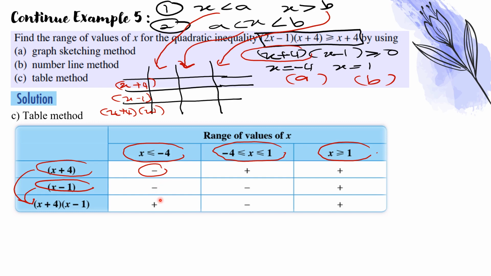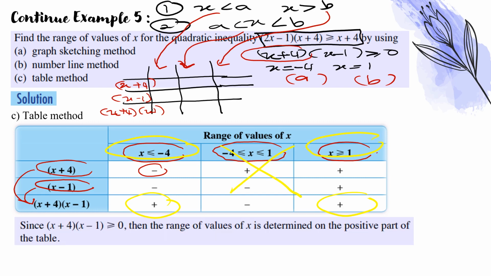Negative with negative, you will get what? You will get positive, right? Okay, positive with negative, you will get negative. Positive, positive, you get positive. Since this inequality is actually more than 0, so you should take the positive sign here. So your range of value is here. These two only. This is not.